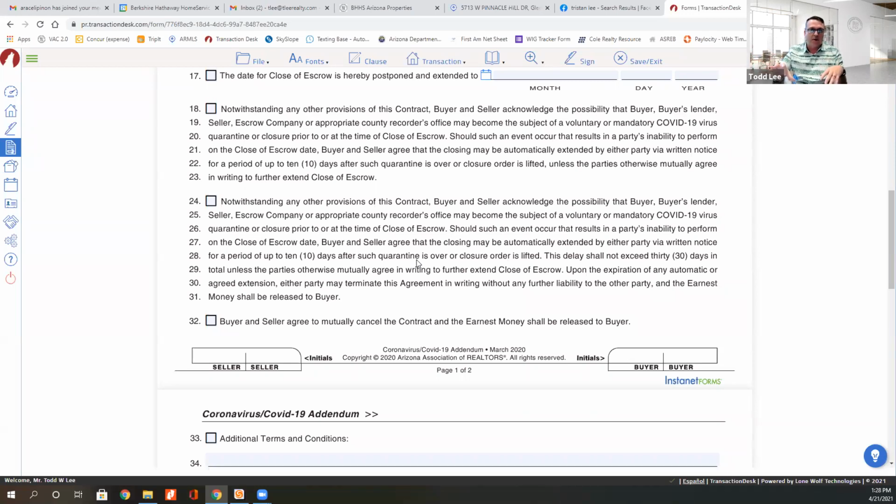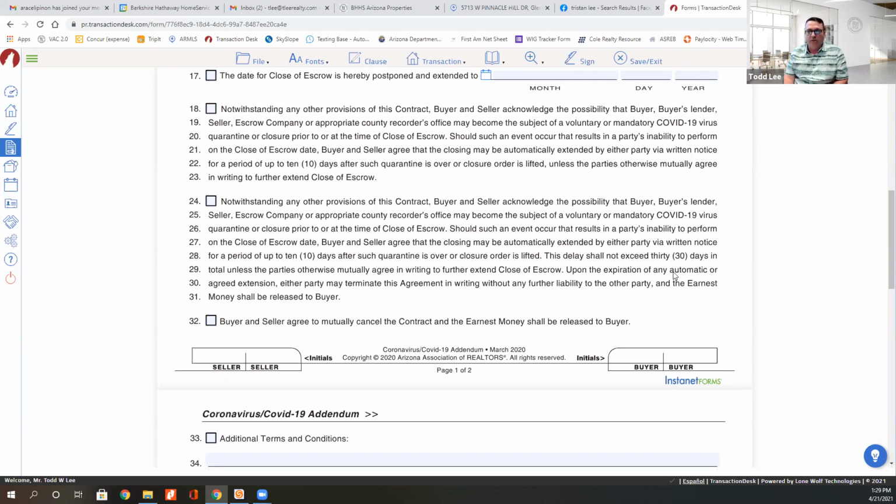So I do like this one better than the one up above it. The one up above it has no limitations. This one, it says the delay is not going to exceed 30 days. So worst case scenario for your seller on this one, we have to push it a month based on coronavirus, unless you have something mutually agreed upon outside of this addendum.